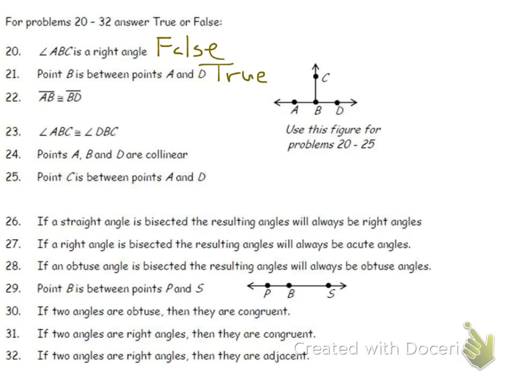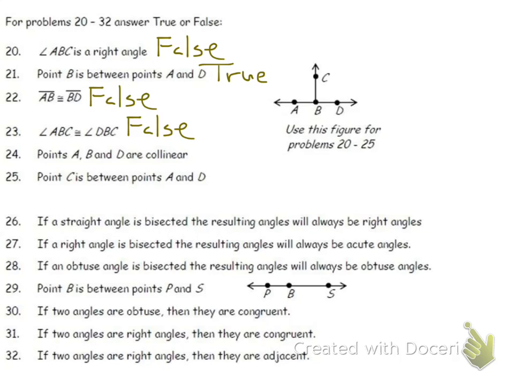In reality, they look like they could be the same, but we don't know for sure. If they're just a little bit off, they don't work. So that one is false, more of a not enough information. 23 works the same way. Not enough information. That's false. ABD are collinear. For number 24, that is true. They are all on the same line.